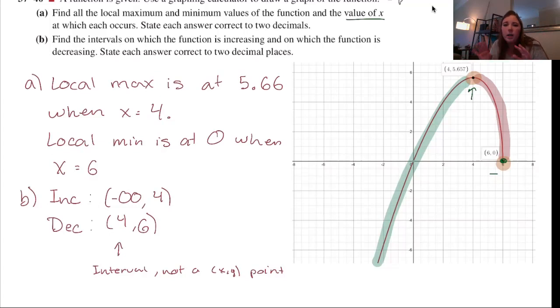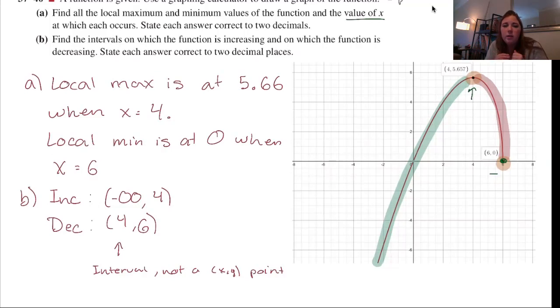Okay, cool. Anyways, increasing and decreasing intervals are open intervals. They're not XY points. Sometimes people will say from this XY point to this XY point. That's not how we write intervals. If you're confused about how we write intervals, I would review chapter A. We talked about intervals. They're always open.